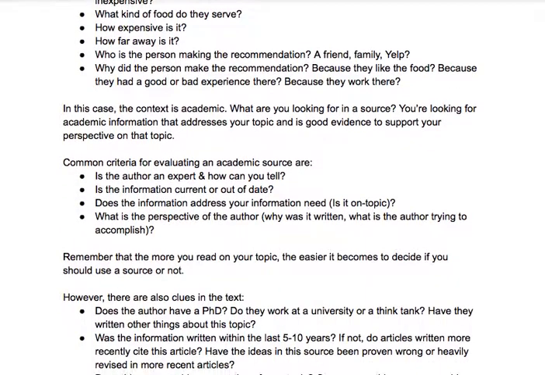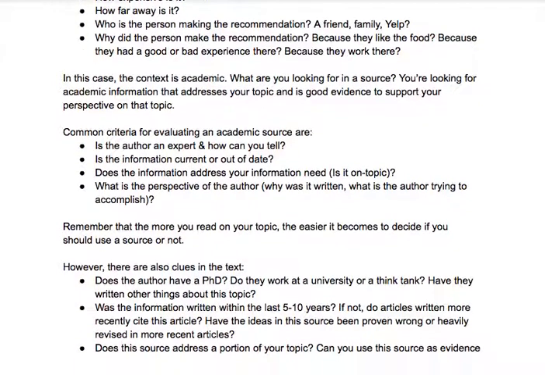In this case, the context is academic. What are you looking for in a source? You're looking for academic information that addresses your topic and is good evidence to support your perspective on that topic. Common criteria for evaluating an academic source are: is the author an expert, and how can you tell?